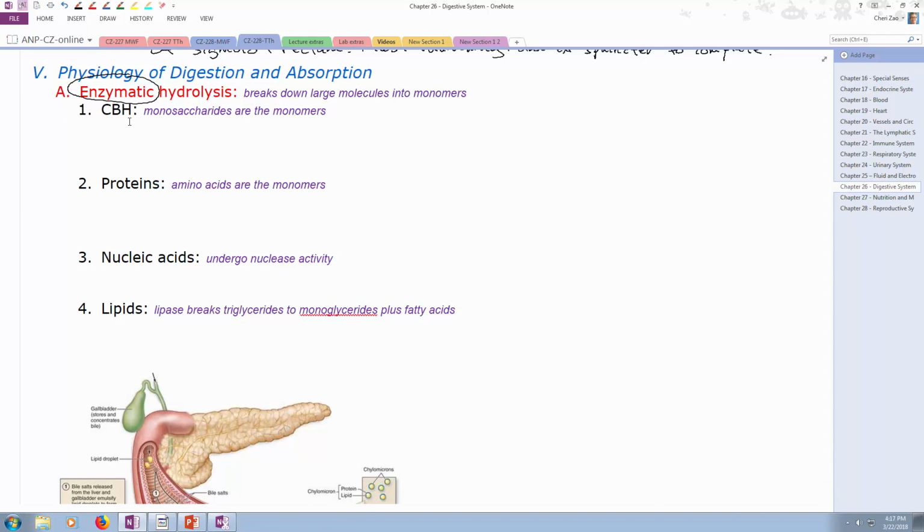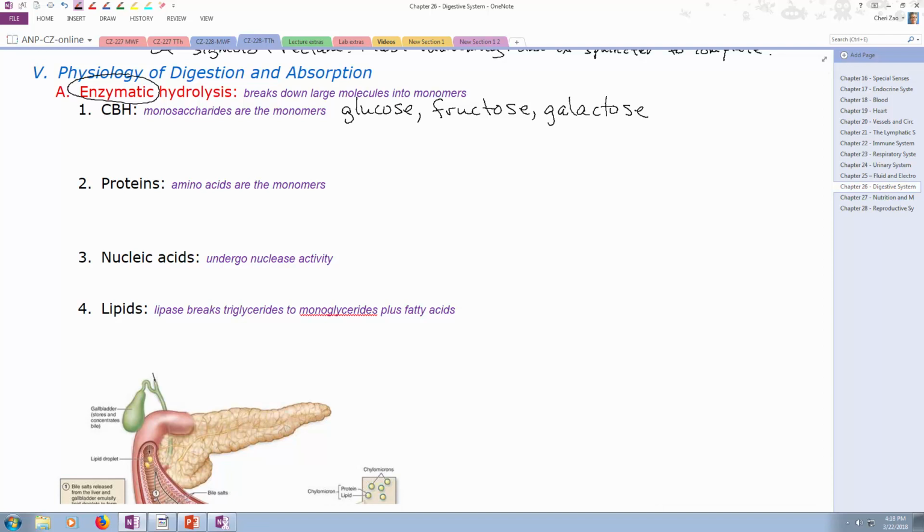And the monomers of carbohydrates are monosaccharides, or simple sugars. Now, the ones that you most commonly think of for the simple sugar is glucose. But don't forget fructose and galactose. So those are our simple sugars that we actually have for carbohydrates.